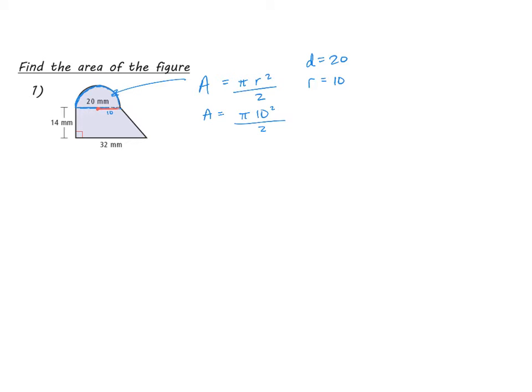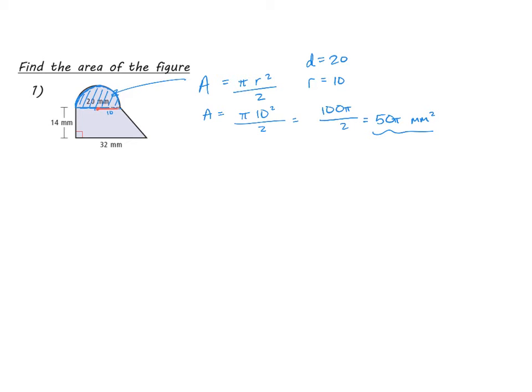10 squared is 100. So I have 100 pi over 2. And 100 divided by 2 is 50 pi. Units is millimeters and it's area, so let's square it. So the area of that semicircle is 50 pi millimeters squared. I'm going to leave my answer there in terms of pi. Now that semicircle is taken care of.